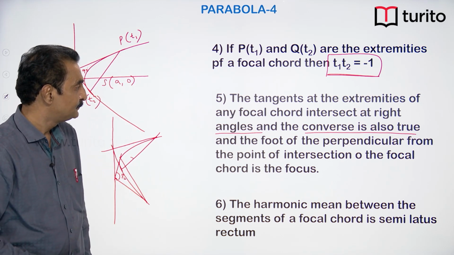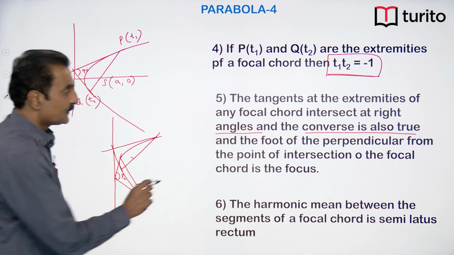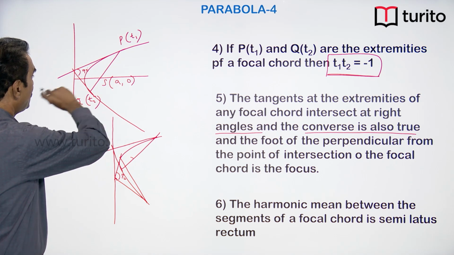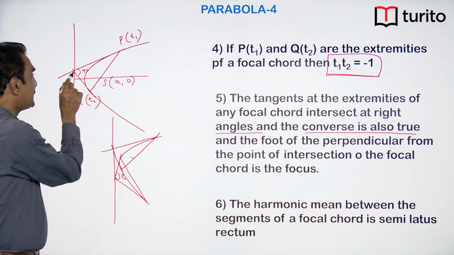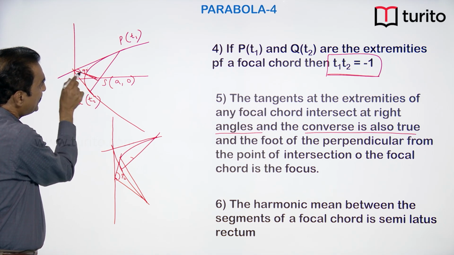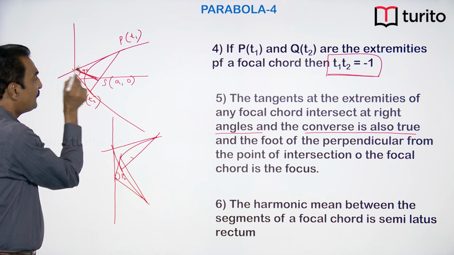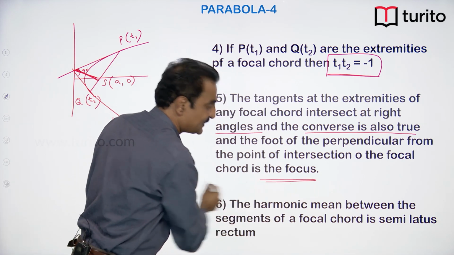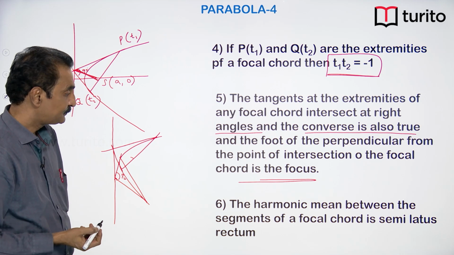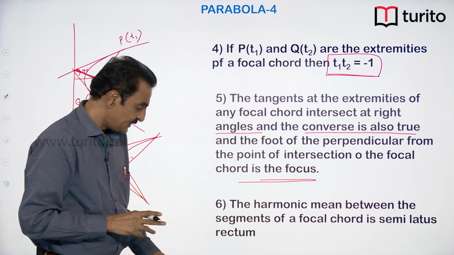Okay. And one more thing, if the tangents at the extremities of a focal chord are drawn, they intersect at right angles, and from this point of intersection, if you draw a perpendicular to this focal chord, the foot of the perpendicular will be the focus. Okay. So these are the points for today.